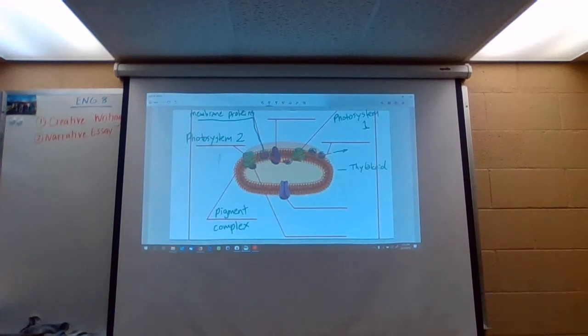All right. So the pigment complex. All right, pigment just means color, right? So when we talk about pigments, paint pigments, we talk about different colors.